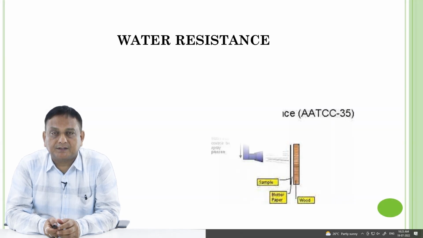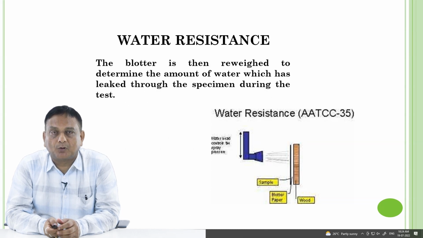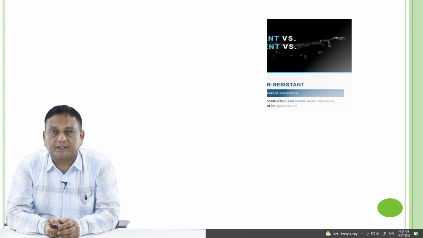Now in this water resistance testing, there is a particular testing methodology described in the American Association of Textile Chemists and Colorists test method, that is called AATCC 35, and a schematic view is shown here. The blotter, after this penetration or spraying of the water, is then reweighed to determine the amount of water which has leaked through the specimen during the test. So that is the evaluation point, that is how much this material is water resistant. So that is getting judged here.